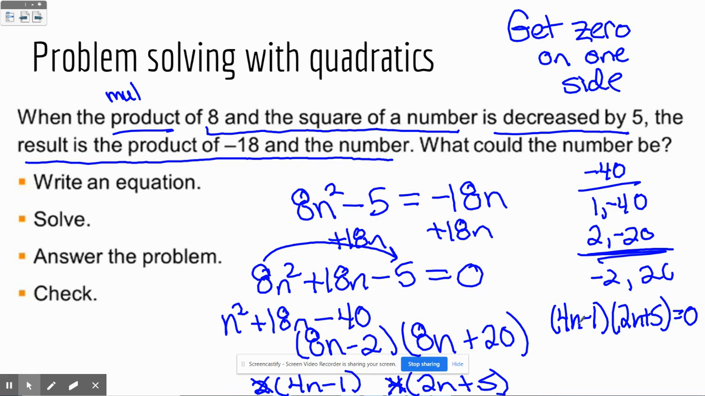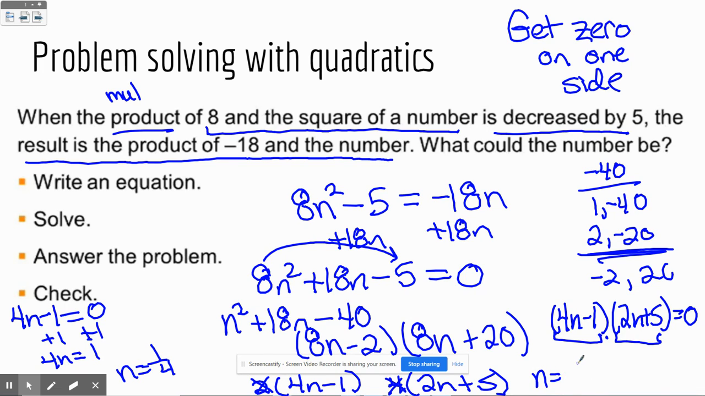Well, that's tricky because we still aren't done. We still need to solve. So if this times this equals 0, then I'm going to have to go over here, sorry. 4n minus 1 equals 0, which would give me 1/4, or 2n plus 5 equals 0, subtract 5, divide by 2, and n equals -5/2. Those are my two answers.